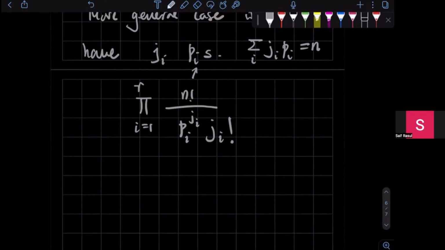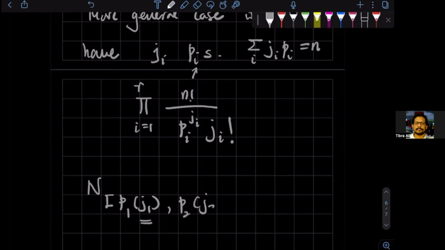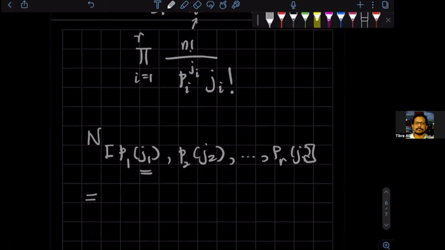So what we have in the end is that the number of elements in a subset which has disjoint cycles, say j_1 p_1 cycles, where j_1 is the number of p_1 cycles, and j_2 p_2 cycles, up to j_r p_r cycles. So this number is then given by n factorial divided by the product, i goes from 1 to r, of p_i to the j_i times j_i factorial. Okay.